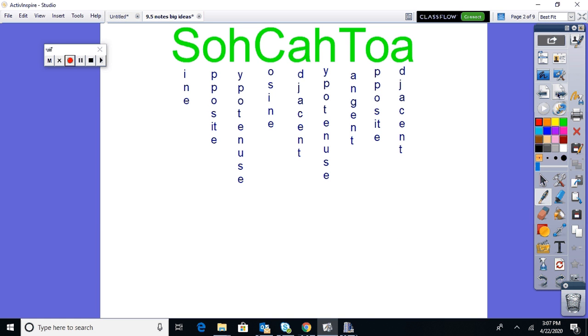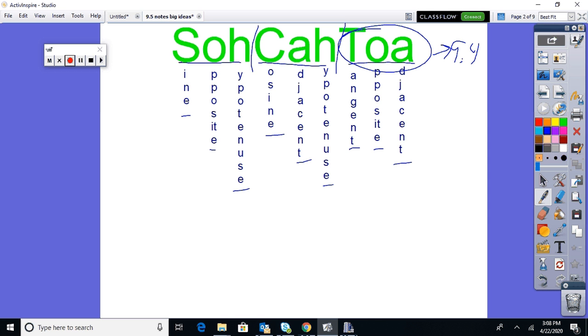SohCahToa. Maybe you've heard this before, maybe you haven't. The sine, you are reminded to use the sine with the opposite and the hypotenuse, the cosine with the adjacent and the hypotenuse, the tangent with the opposite and the adjacent. So this is what we did in 9.4. And it was the only one, so you didn't really have to memorize it. But now that you have three things to remember, SohCahToa. So the way you say the words remind you what goes with what.